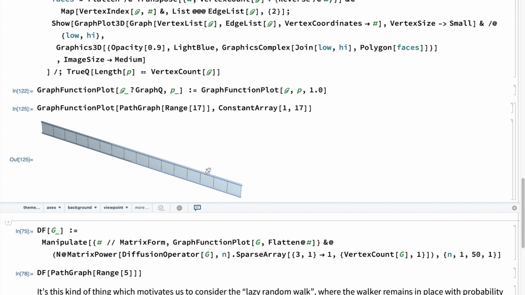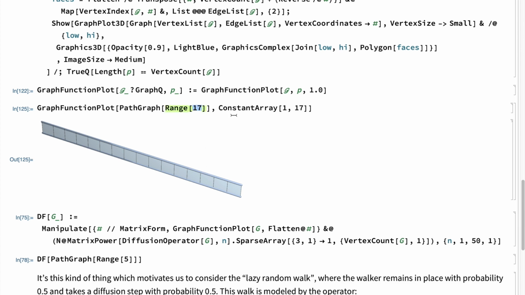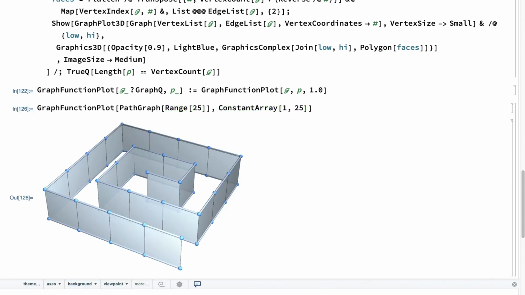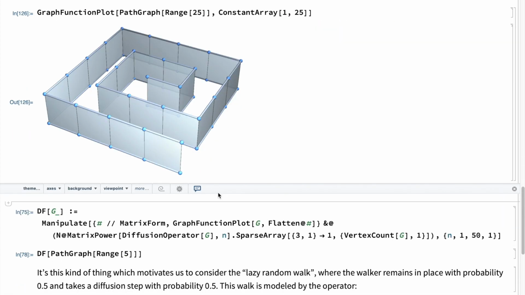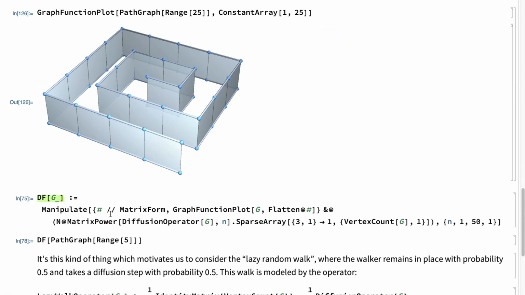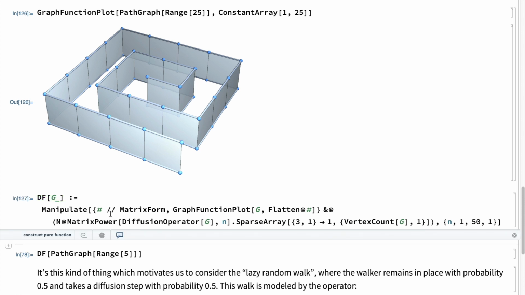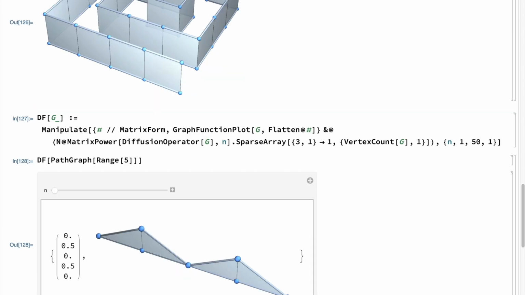Then you would get this picture. And to plot 25 ones, I'd get this picture. Okay, so I'm now going to come up with a little demonstration.